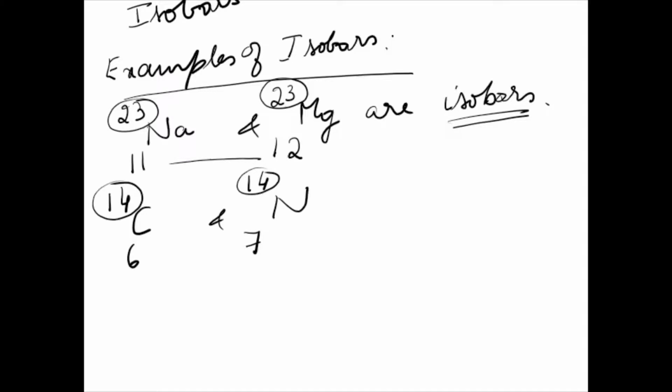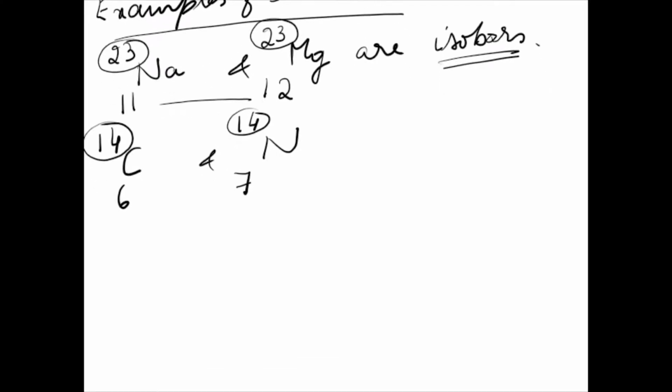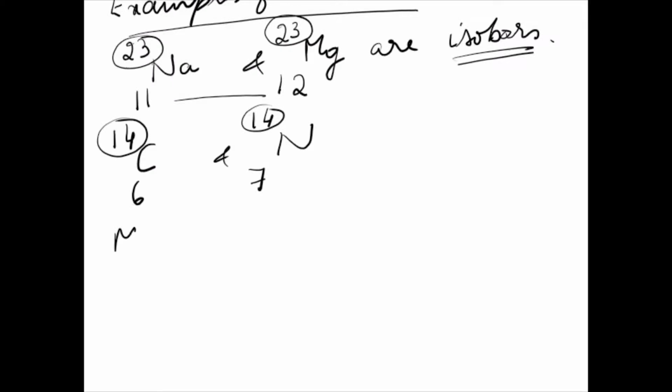Now if the number of protons and neutrons get interchanged inside the nucleus, then those two atoms are called mirror isobars. For example, mirror isobars. What are mirror isobars?